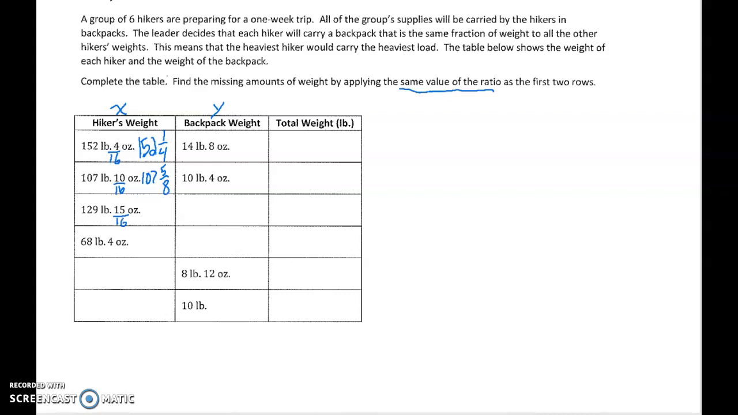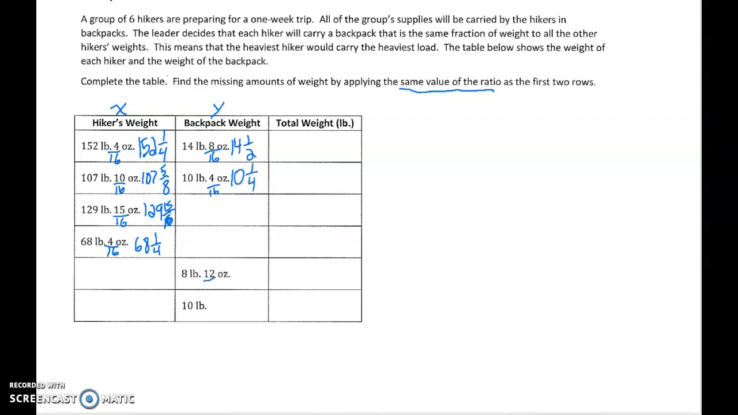Same thing, 15/16 of a pound. So that's 129 and 15/16. And this again is 4/16, so that would be 68 and 1/4. 8/16 would reduce to a half, so that's 14 and a half. 4/16 is 1/4.